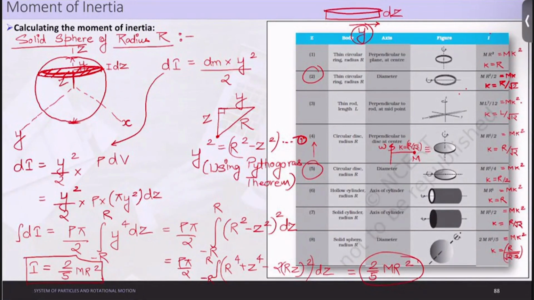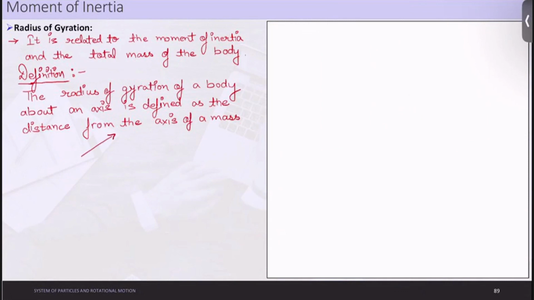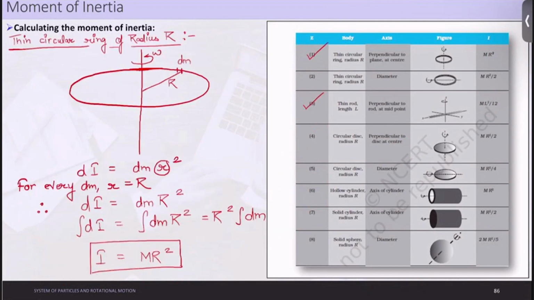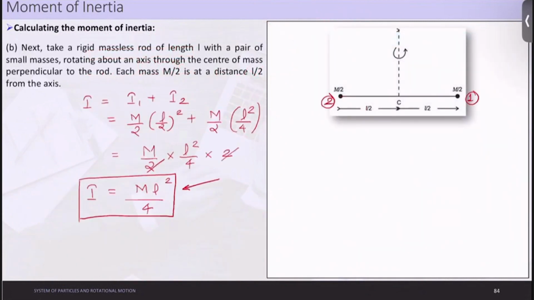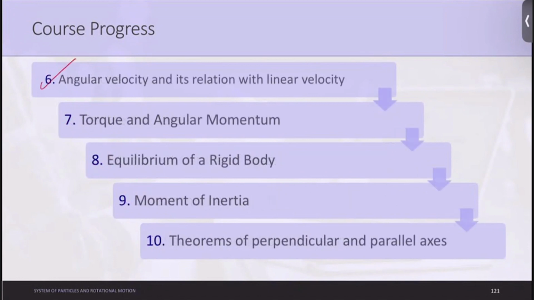Right. So that thing being said, let me stop the discussion here only. So we have completed the radius of gyration, and I have derived all the quantities and explained to you all the derivations of different moments of inertia. Right. So the course progress for you: we have completed the introduction, center of mass, motion of center of mass, linear momentum of system of particles, vector product of two vectors, angular velocity and its relation with linear velocity, torque and angular momentum, equilibrium of rigid body, and currently we are on the 9th topic, that is moment of inertia.